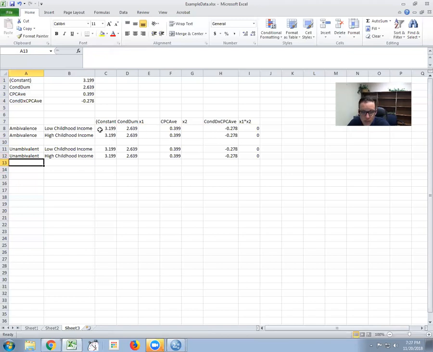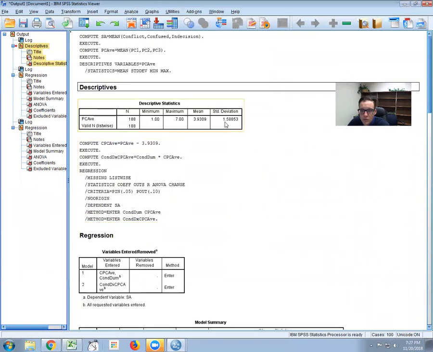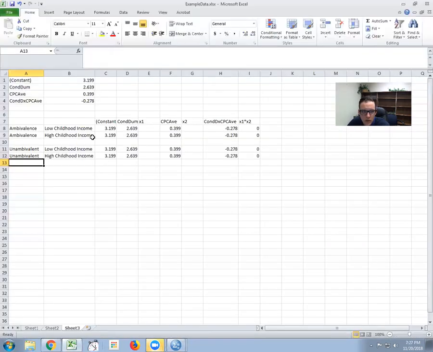So what is one standard deviation below the mean on perceived childhood income? All right, well, go back up here, we go back to our descriptives right here, so it's 1.59 like we did use before. So low childhood income, 1.59. Sorry, it'd be low, so it's negative 1.59. High, that'd be positive 1.59. And those numbers would be the same down here.